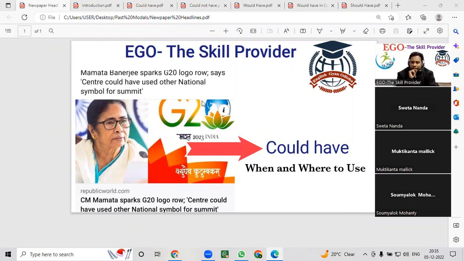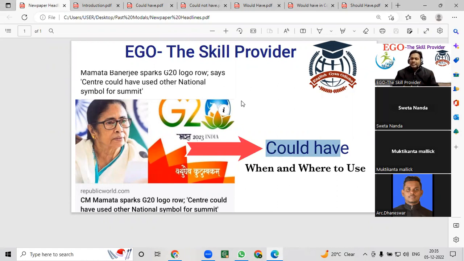So here, what exactly am I looking for? I'm not looking at the political parties. I'm least bothered, and so are you. We are not here to debate political issues. I'm here to discuss and guide you on how could have is used, when and where to use it, and why Mamata Banerjee has used it here: center could have. And what does it mean? So today our topic is the modals called could have, should have, would have.